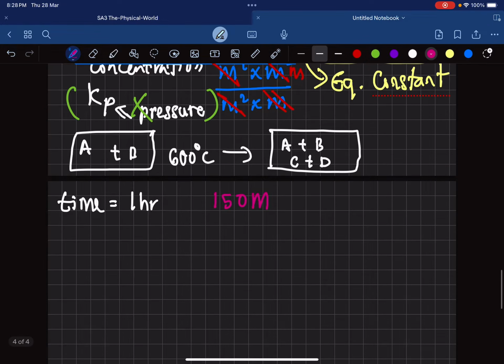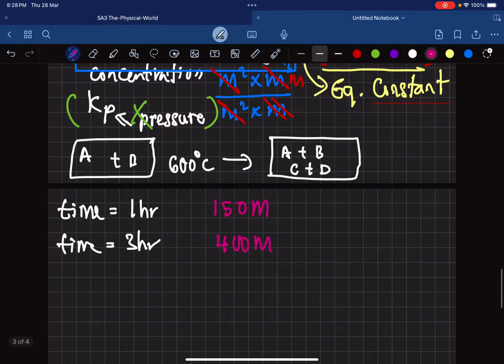Because the unit is M, no? Then what you do is you come back after maybe 3 hours. You come back after 3 hours and you do the same measurement. You take some A out, you take some B out, and then C and D, and you put them into the formula, and you get a value which is, say, 400 M. Then you come back after 10 hours. After 10 hours, you come back and you measure again, the value is still 400.